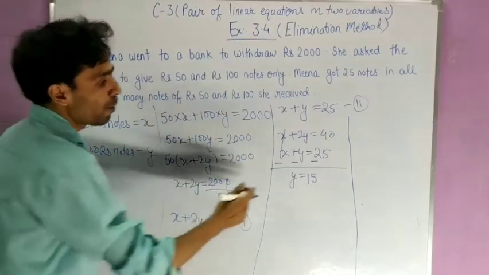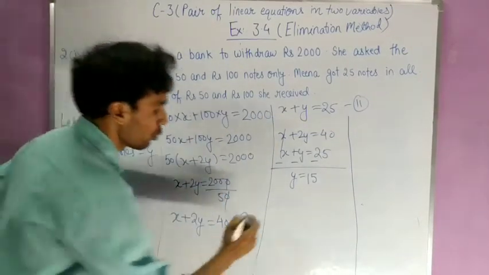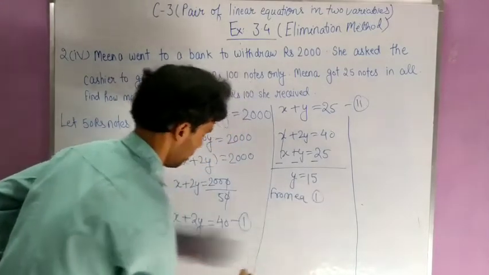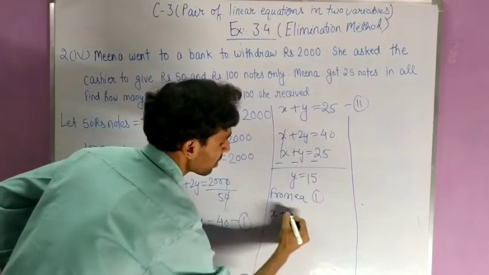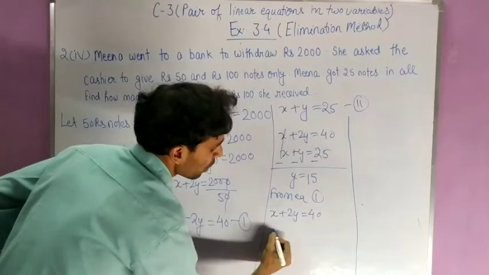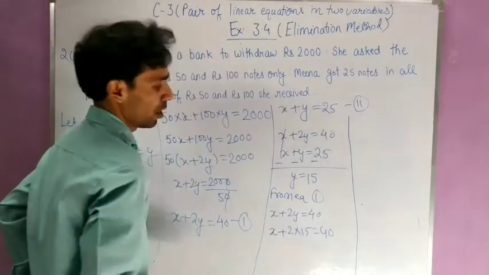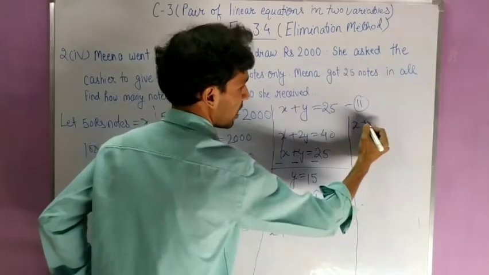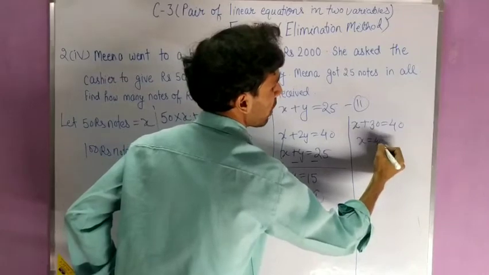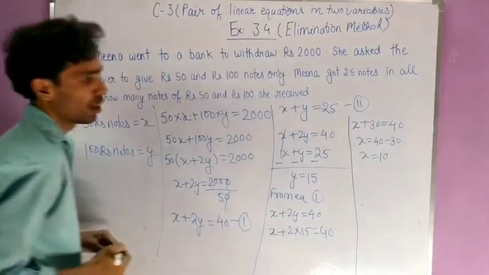Now when you put y in either of the two equations, you will get the value of x. So from equation number 1, x plus 2y equal to 40. Now put the value of y here. So x plus 2 into 15 equal to 40. Now x plus 30 equal to 40. So x equal to 40 minus 30. It means x equal to 10.